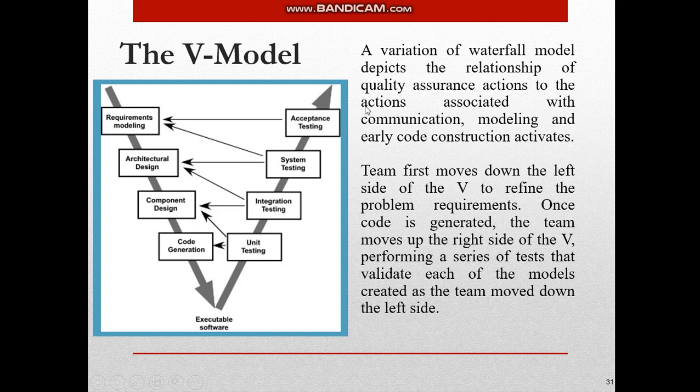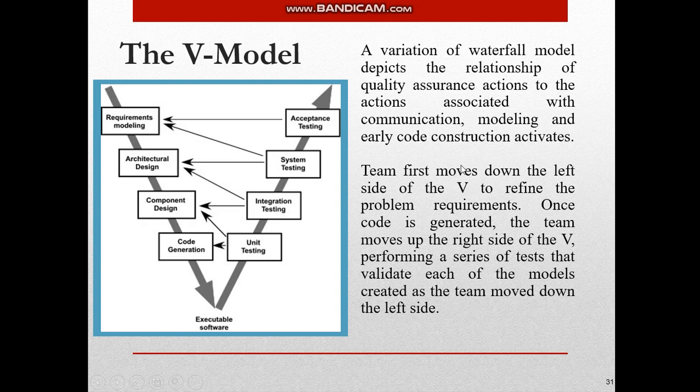Yeah, starting with V model. Now, V model is nothing but a variation of waterfall model, which is as shown in the figure. Over here, I'll just give you a basic idea. What is done is first, the entire team moves down the V model. That is, it goes through requirement stage, architectural design, then they design a component, and finally the code generation.